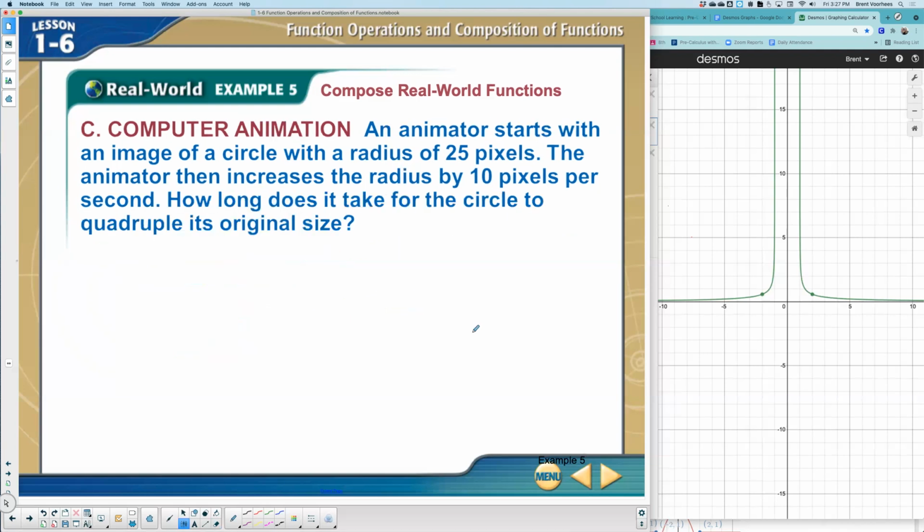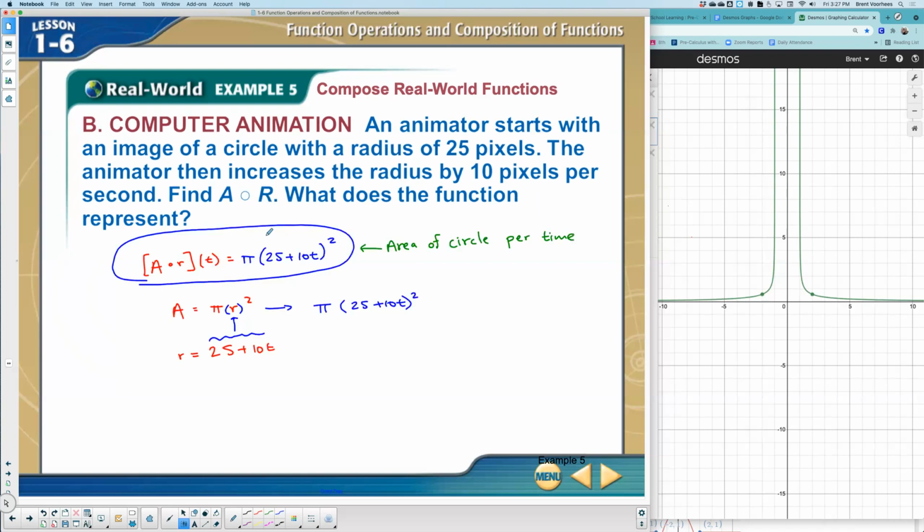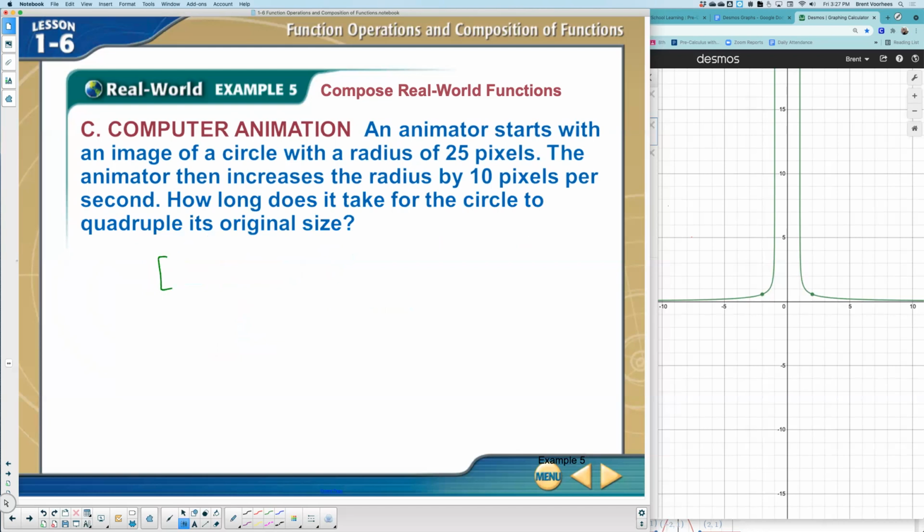All right. So it says C, given all this information, how long does it take for the size of the circle to quadruple its original size? So what I need to do is take the equation that I just wrote down, the A of R. If I want to find its original size, I plug in a 0. Let me first give the equation: A of t was pi times (25 + 10t) to the power of 2, squared.